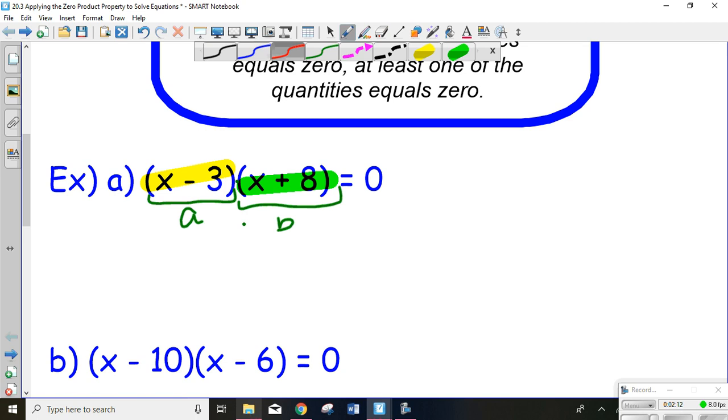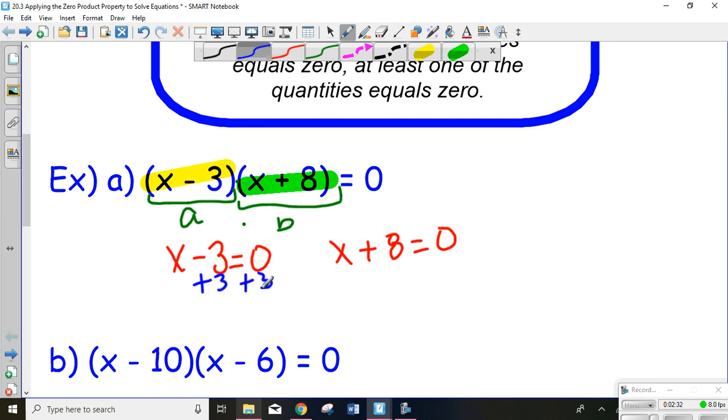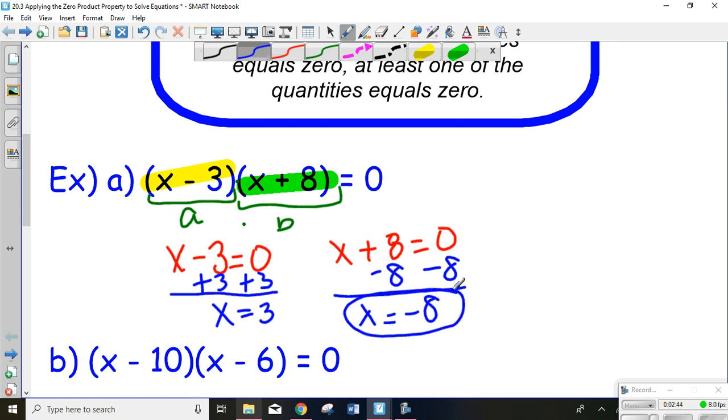So all we do is we take the first parenthesis, the x minus 3, and set it equal to 0. We take the second set of parentheses, the x plus 8, and set it equal to 0. Now we have two equations that we can solve. If x minus 3 equals 0, all I have to do is add 3 to both sides, and I get x equals 3. Here, I just have to subtract 8 from both sides, and I get x equals negative 8. So those are my two answers.